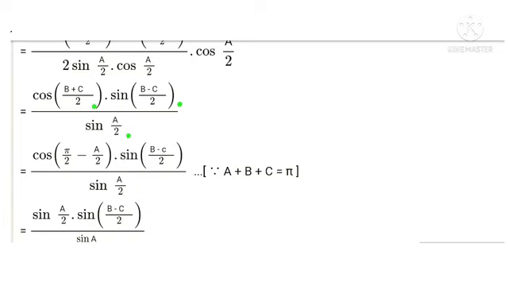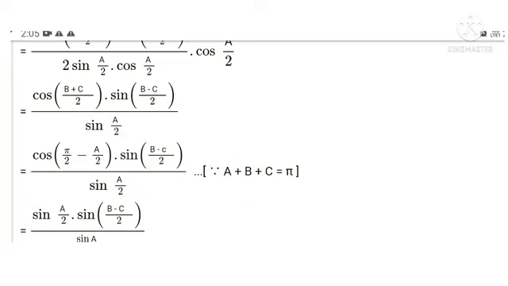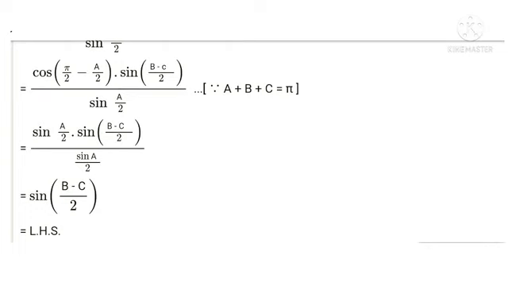You write here, since A plus B plus C is equal to pi, so we write B plus C is equal to pi minus A. So (B plus C) upon 2 we write as (pi minus A) upon 2, and sin (B minus C) upon 2 as it is. Cos (pi by 2 minus theta) is nothing but sin theta. Okay, see, cos (pi by 2 minus theta) is sin theta. This as it is, denominator as it is.